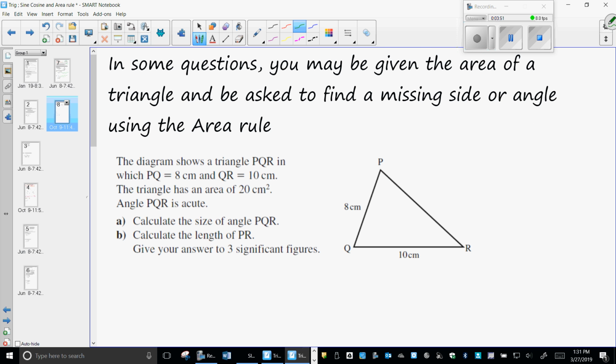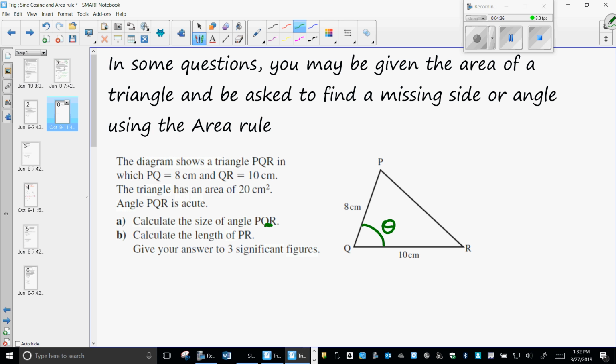In some questions you may be given the area of the triangle and asked to find the missing side or angle. The diagram shows the triangle PQR in which PQ is 8, QR is 10, and the triangle has an area of 20 centimeters squared. Angle PQR is acute. Calculate the size of angle PQR. Hopefully you're all comfortable with the fact that we're talking about this angle here, the letter in the middle. So PQR would be that over there.